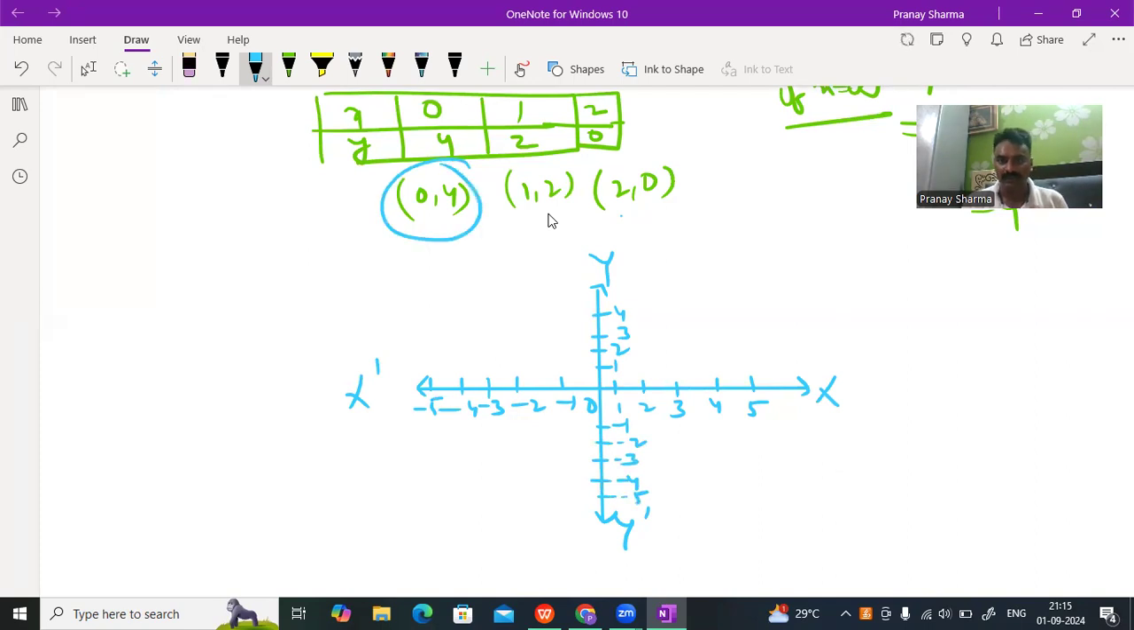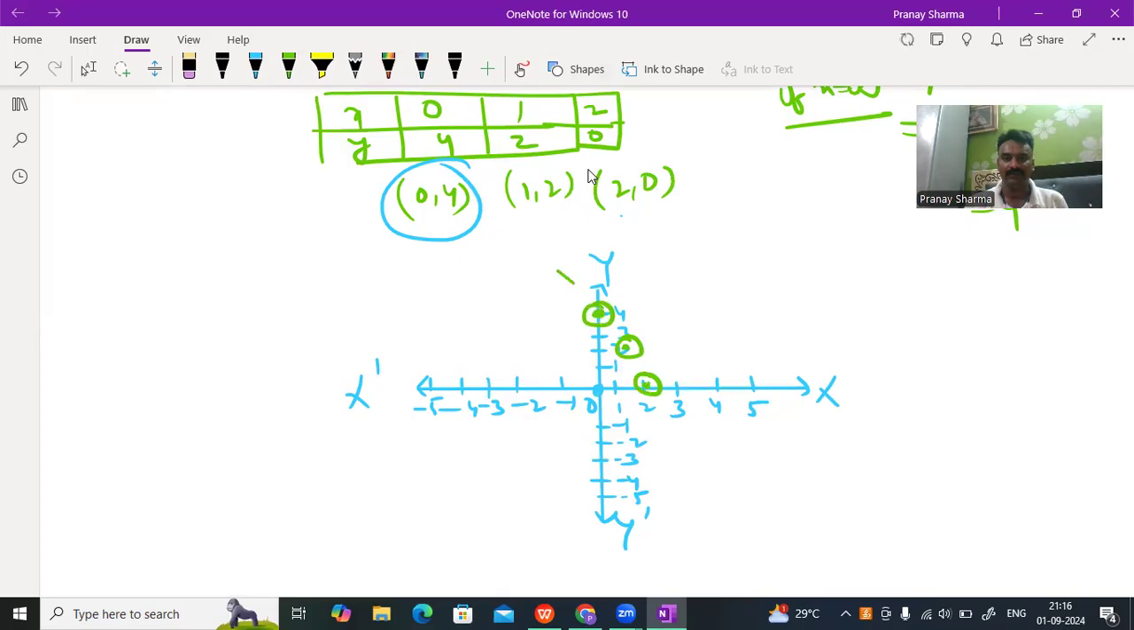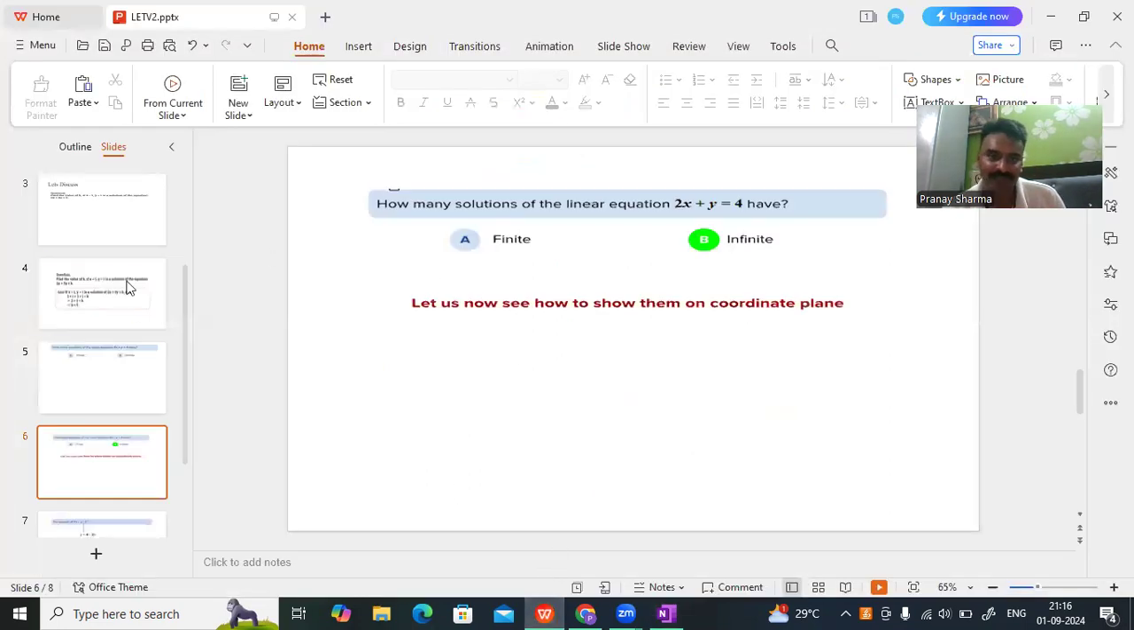(0, 4). That means on the x-axis we should be at 0. 0 is the origin, all right? And y is 4. So the marking should be with a different marker. All right, (0, 4). Then (1, 2): x-axis 1 and y 2. Then (2, 0): x-axis 2 and y 0. Now we need to join all these points in order to define the line. So this is how our line will look. That is it. Now let us move to our slide.